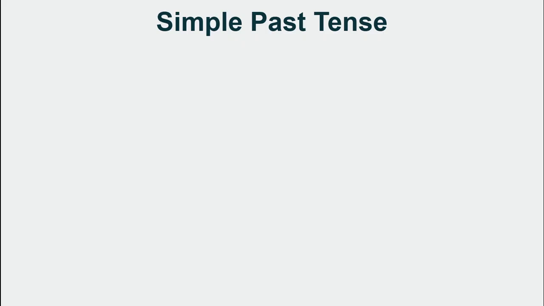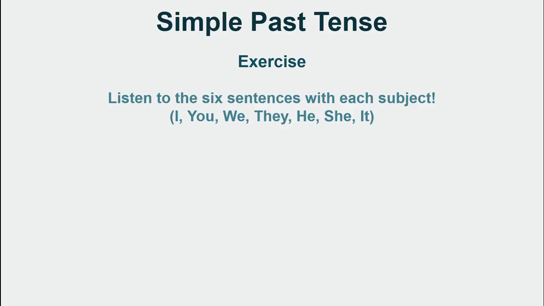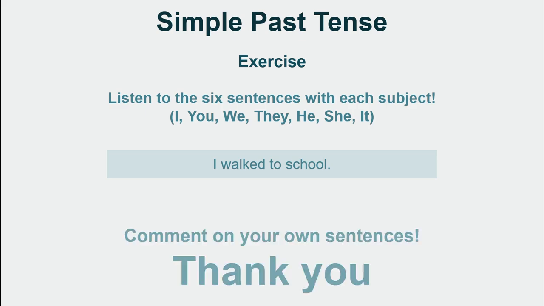Simple past tense. Exercise. Listen to the 6 sentences with each subject. I walk to school. You walk to school. We walk to school. They walk to school. He walked to school. She walked to school. It walked to school. Comment on your own sentences.